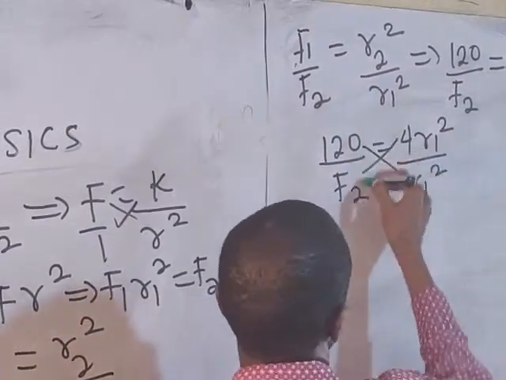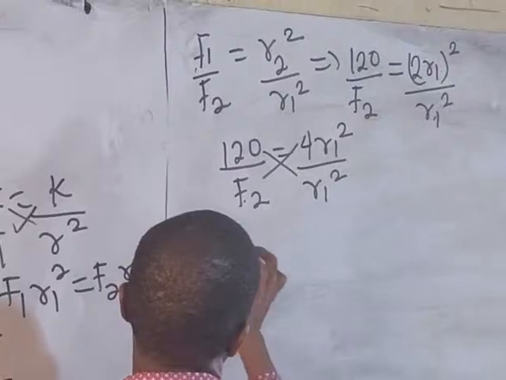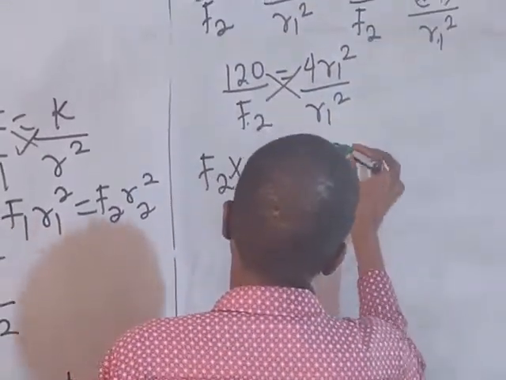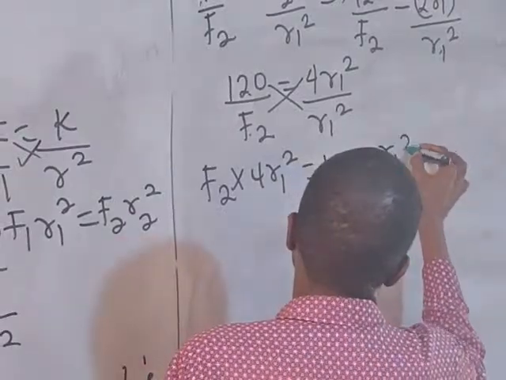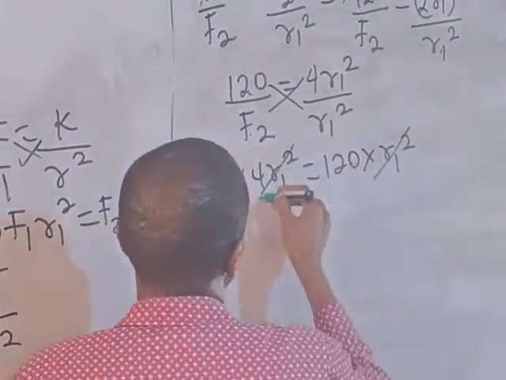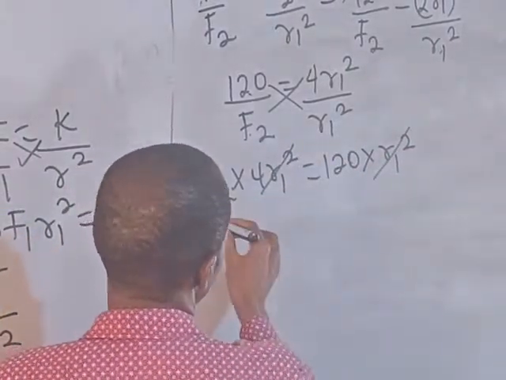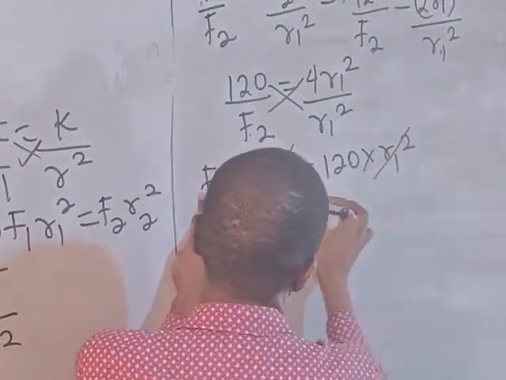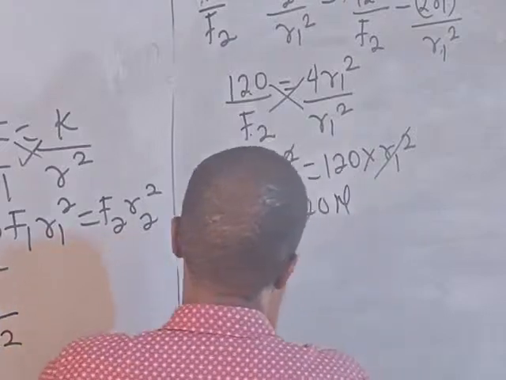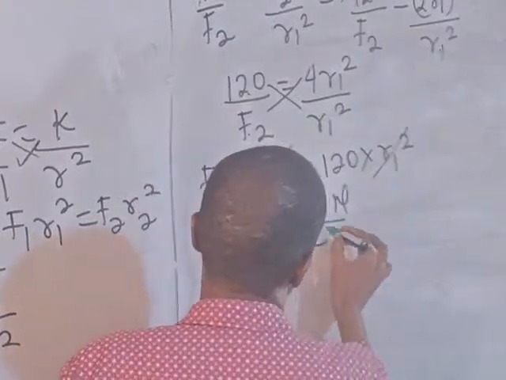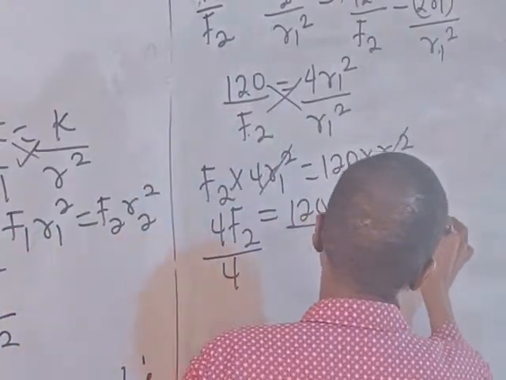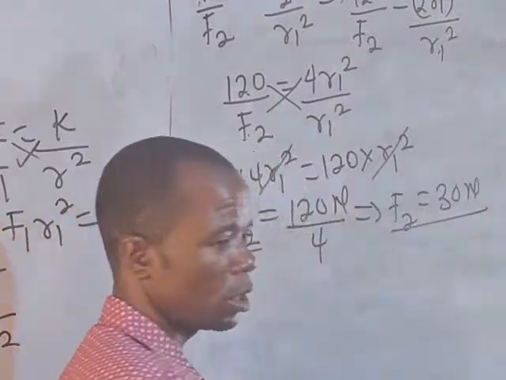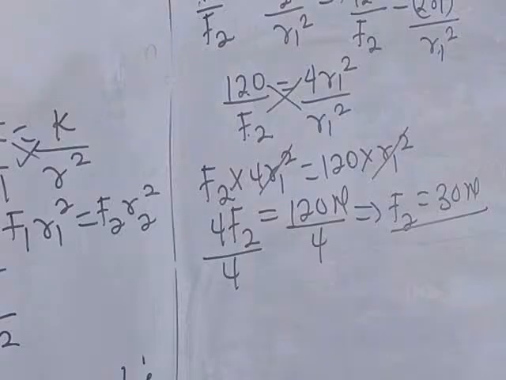We can cross-multiply, so that here we now have F2 times 4 R1 squared is equal to 120 times R1 squared. We cancel R1 squared here. Then we are left with 4 times F2 is equal to 120 Newton. If you divide both sides by 4, then F2 is equal to 30 Newton, which is option B. So let's put that down. It's as simple as that.